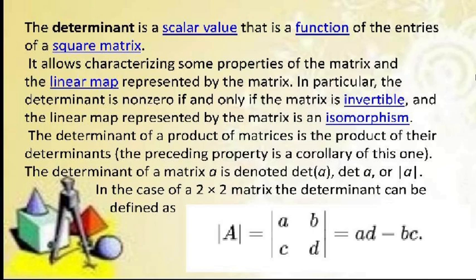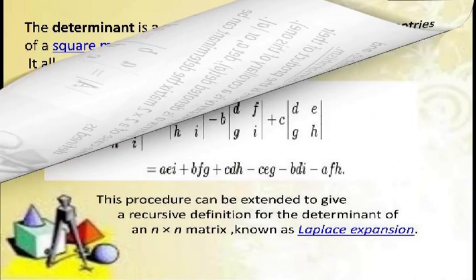The determinant of a matrix A is represented by det(A), or det A, or |A|. In case of a 2 by 2 matrix, with the elements row-wise a, b, c and d, the determinant is defined as ad minus bc.